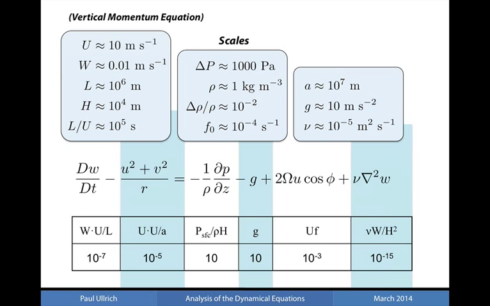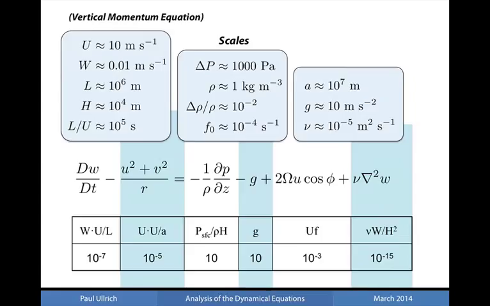Okay, so let's look at the scales associated with these terms. First of all, we observe that the delta P associated with the vertical momentum equations is not the typical horizontal delta P, but is instead the delta P associated with vertical stratification. That means we are more interested in how pressure changes over one scale height of the atmosphere. Typical scale height is around 8 kilometers, and over a distance of 8 kilometers, the pressure will drop to approximately 30% of its initial value.